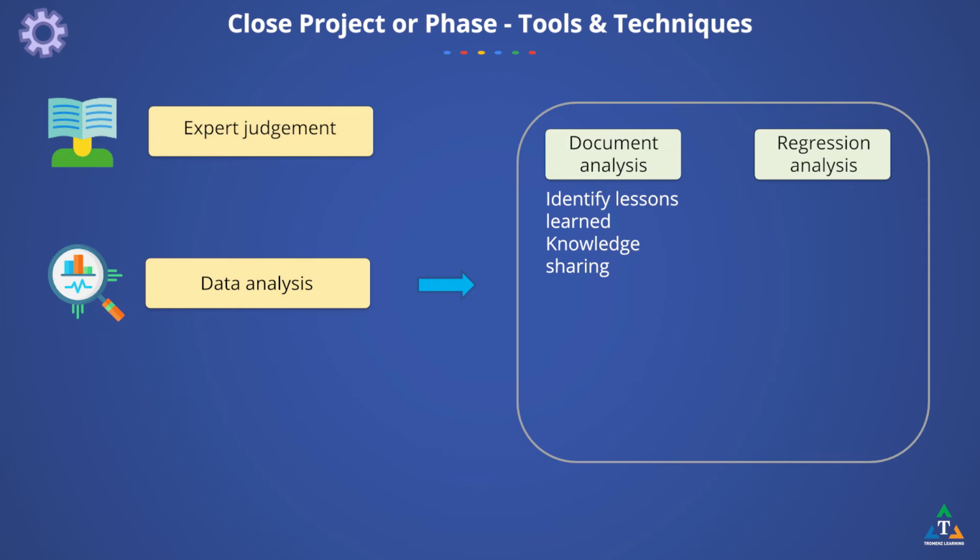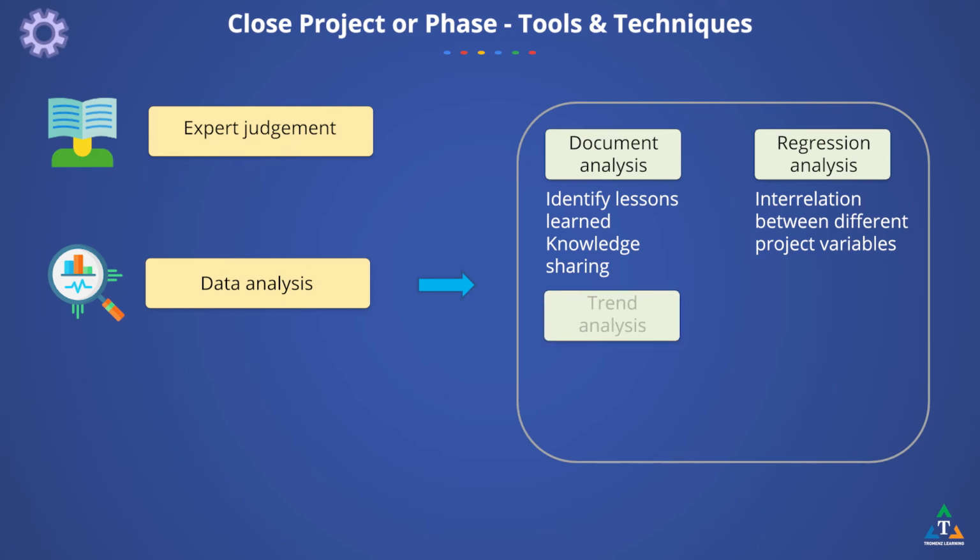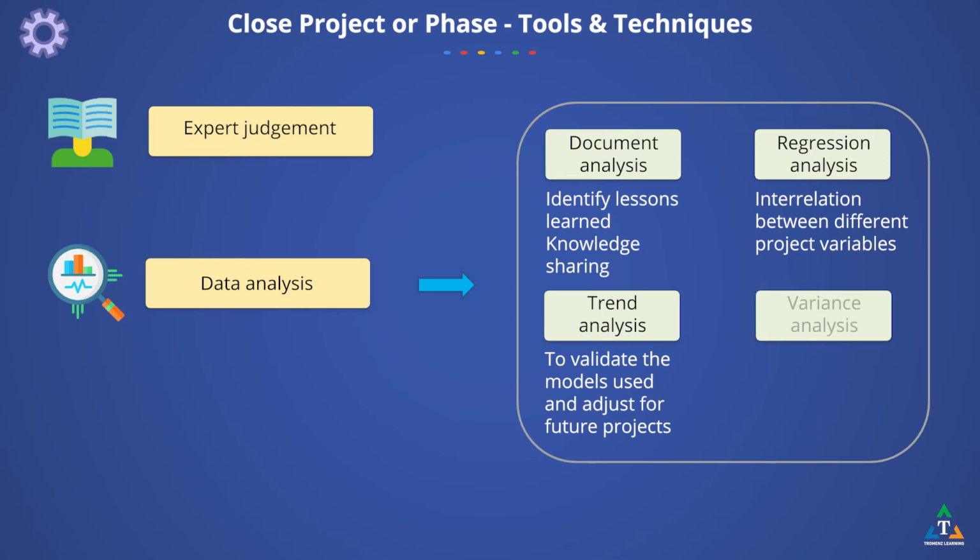Regression analysis techniques analyze the interrelationships between different project variables that contributed to the project outcomes to improve performance on future projects. Trend analysis can be used to validate the models used in the organization and to implement adjustments for future projects.